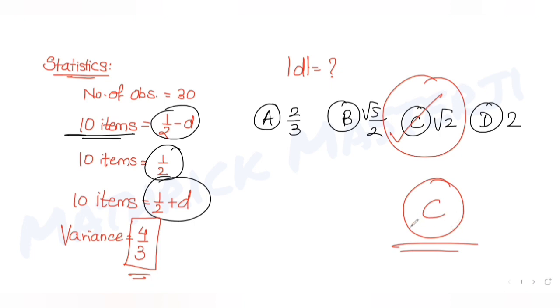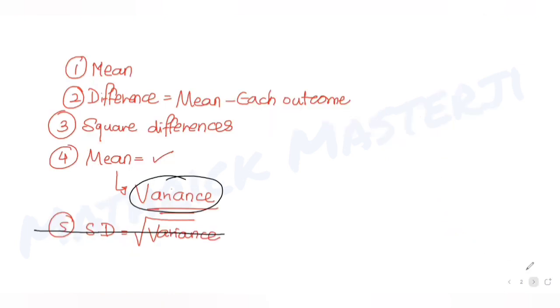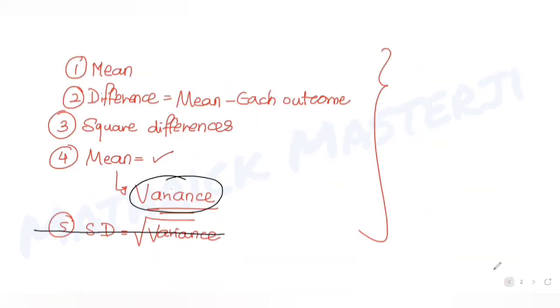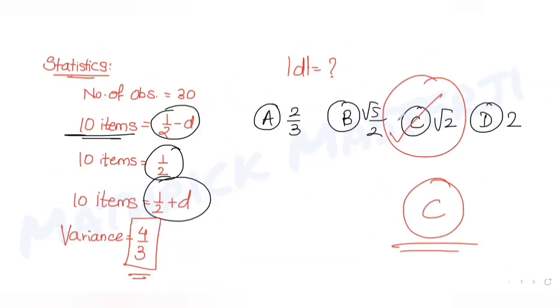I hope you have understood how to solve this type of questions which deals with the concept of variance. So you just follow these 4 steps. Once you follow these 4 steps, you get the answer to the question as d turns out root 2, and that matches with option C. I hope you have understood how to solve this.